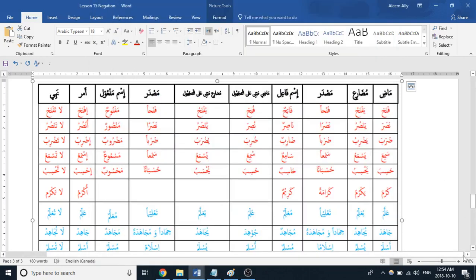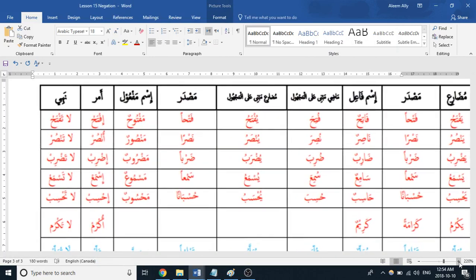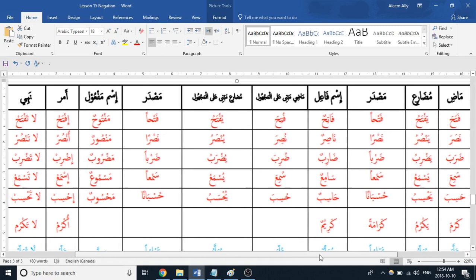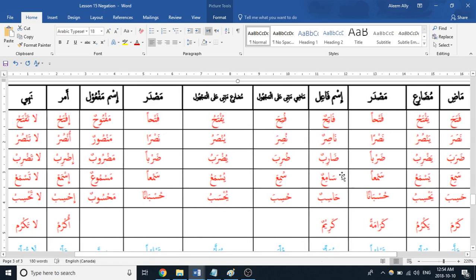We're gonna read through this entire chart. I hope you can see. I know it's a little bit blurry, but let's go. So just to explain the chart real quick, the top here is madi, which is past tense, mudari, present tense, masdar, which is the verbal noun, which is where you take a verb, you remove the doer, and you remove the tense. All you're left with is the concept, right?